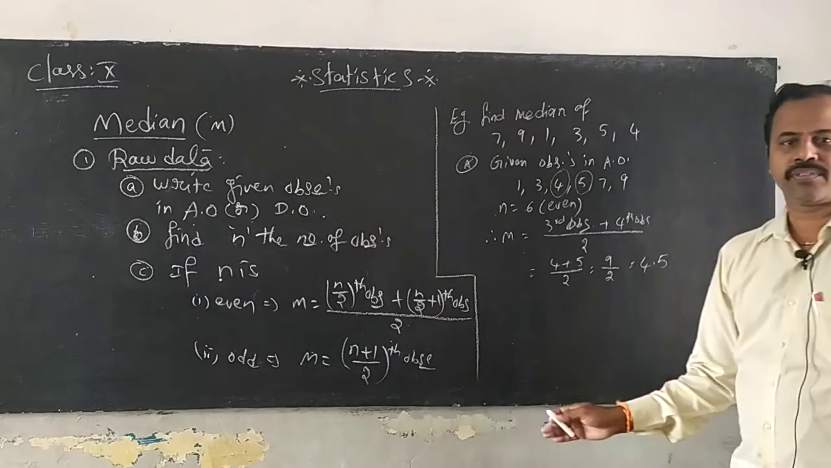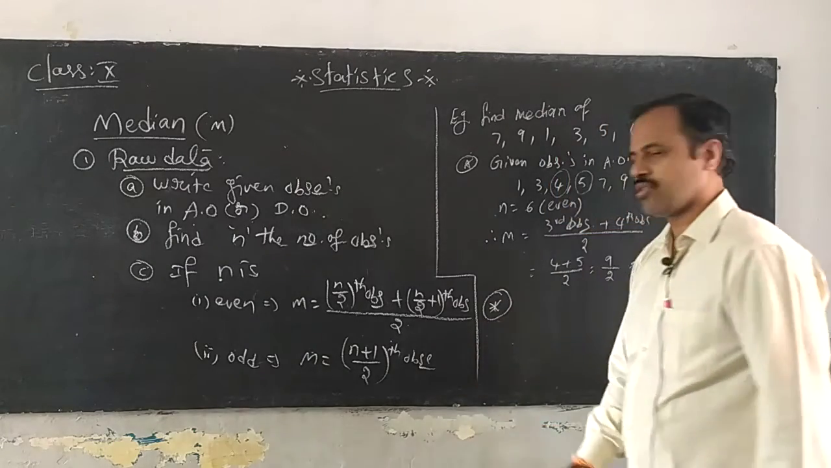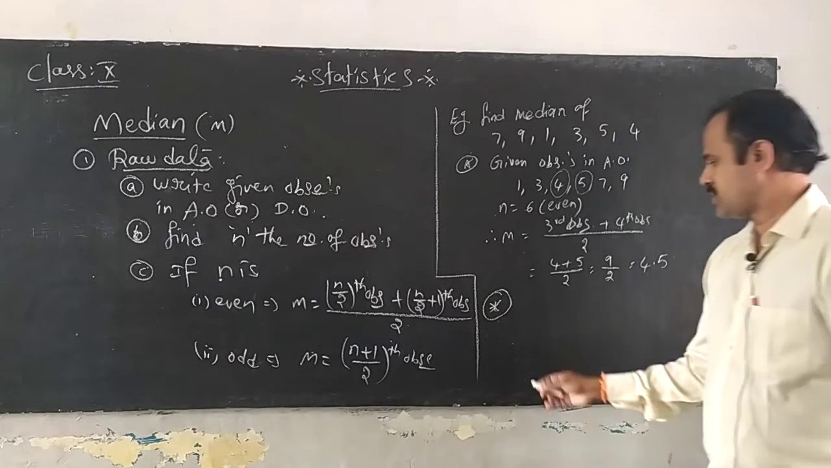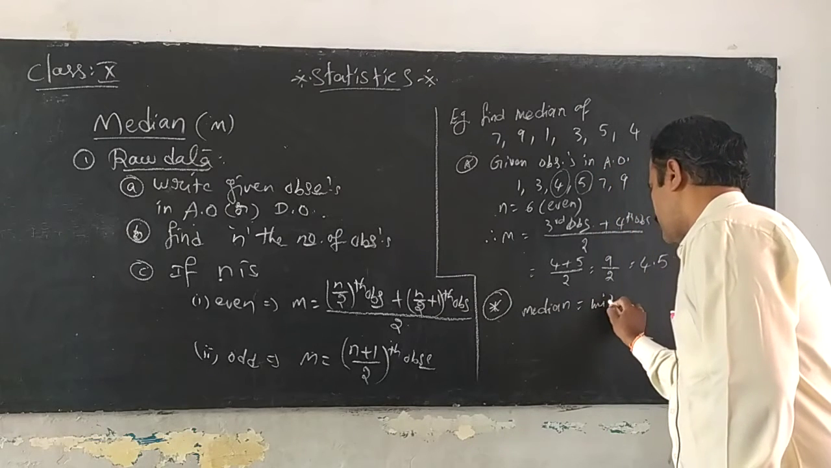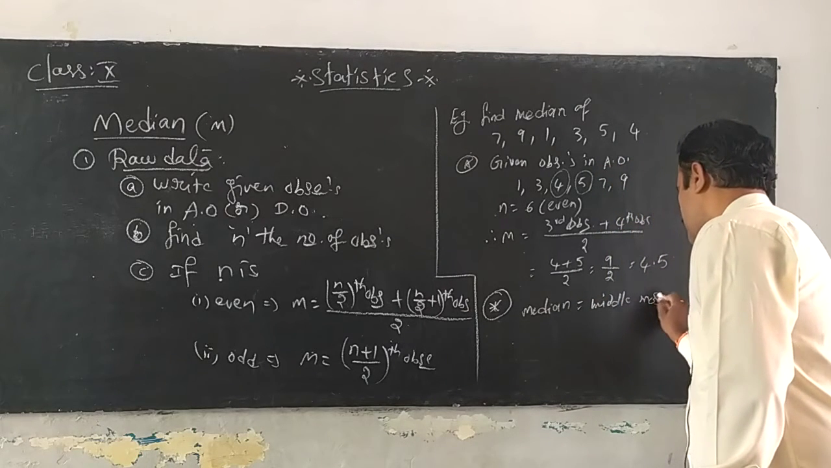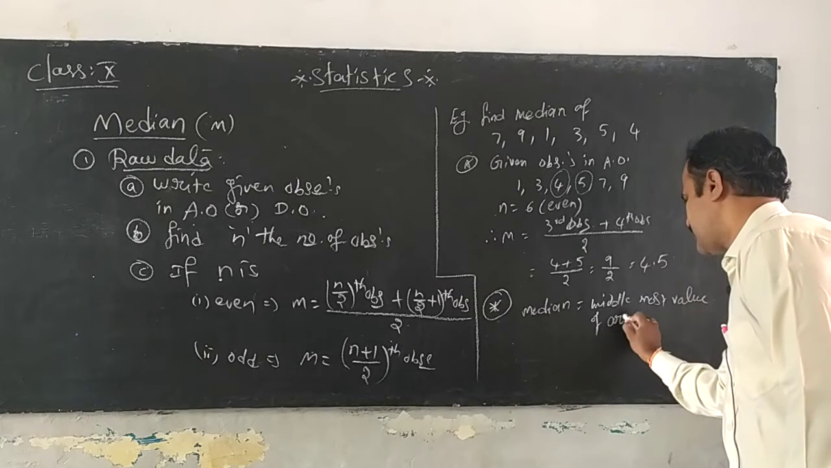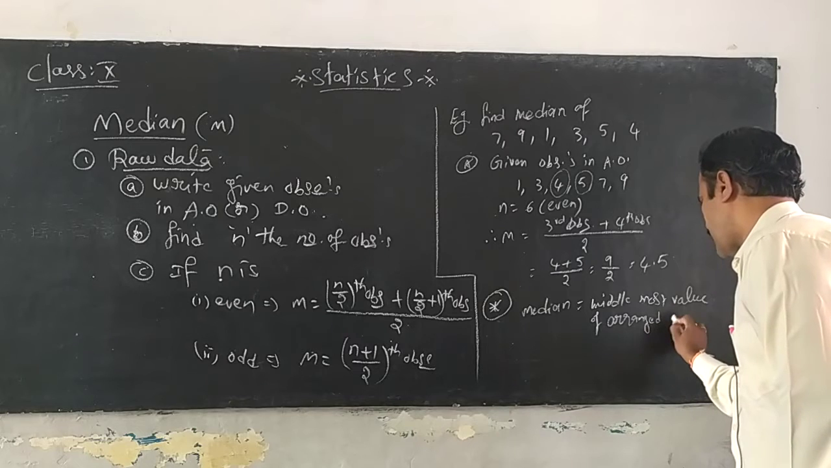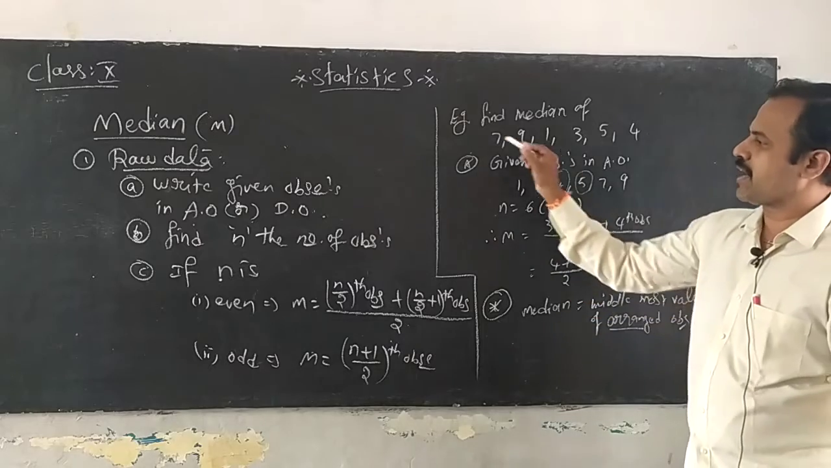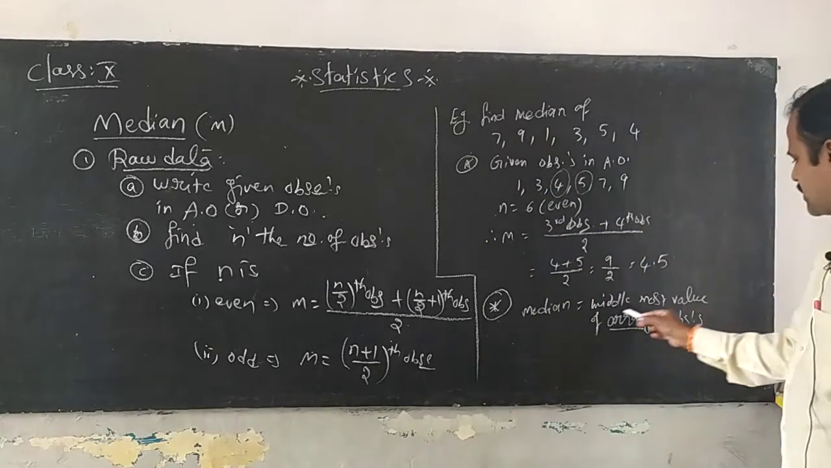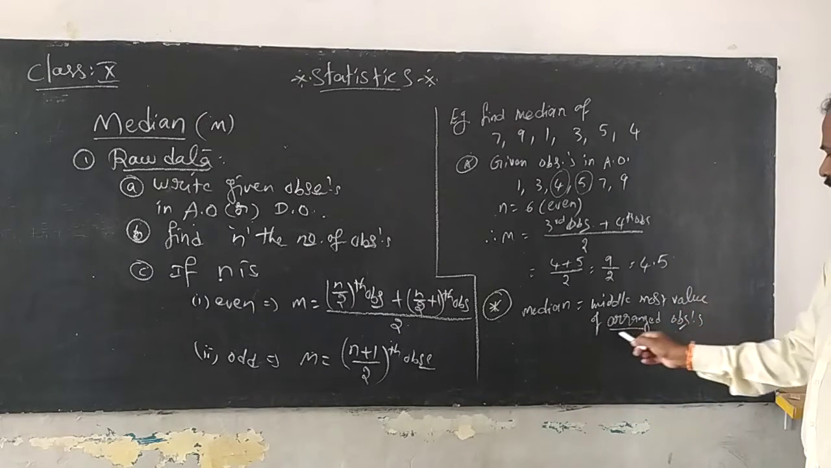Right, here one thing I want to tell you, a shortcut method you can use in the bits: you just write median is equal to the middle most value of arranged observations. Arranged observations means they must be arranged in either ascending or descending order. This will be a very simple formula to put into your brains. Median is the middle most value of the arranged observations.